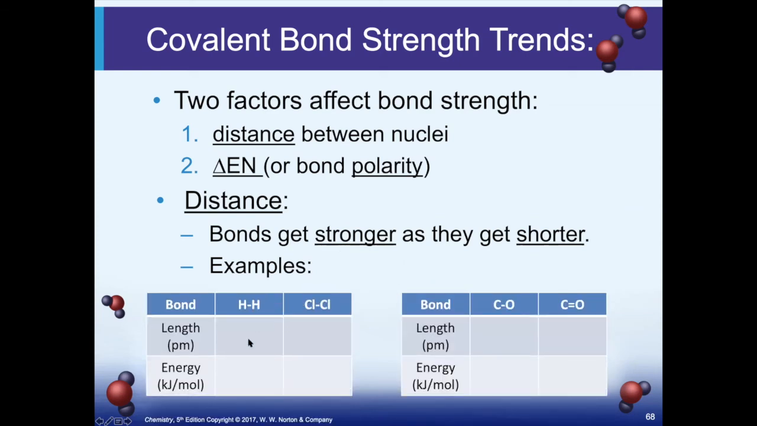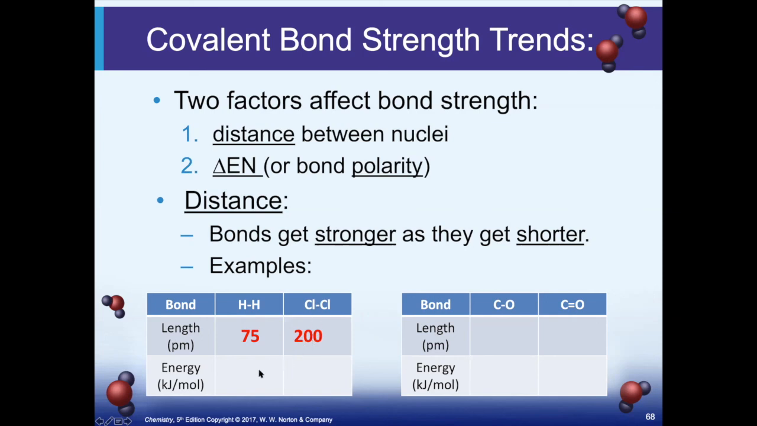So first of all, in this table, we're going to look at hydrogen-hydrogen single bond versus a chlorine-chlorine single bond. First I'll show you the lengths of those 2 bonds in picometers. A picometer is a trillionth of a meter. There are a trillion picometers in 1 meter. So the bond length for the hydrogen-hydrogen is really small, 75 picometers. But for chlorine-chlorine, it's larger, 200.